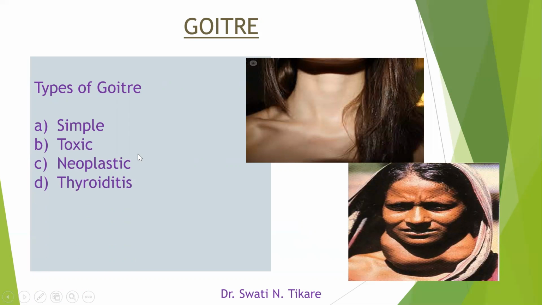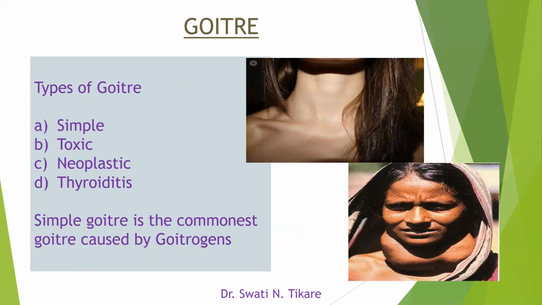Okay, so coming to the types of goiter, we can classify them as simple, toxic, neoplastic, or thyroiditis. Neoplastic means there is a tumor or a cancerous thing, and thyroiditis means there is an infective origin. You don't have to learn these types in much detail. Just to know the names is sufficient. So it could be a simple goiter, toxic goiter, neoplastic goiter, thyroiditis.